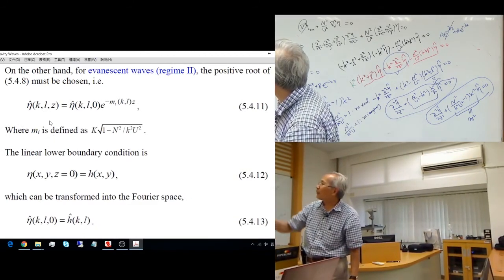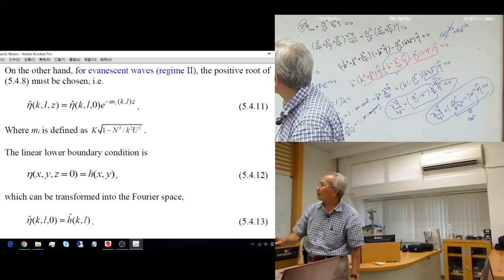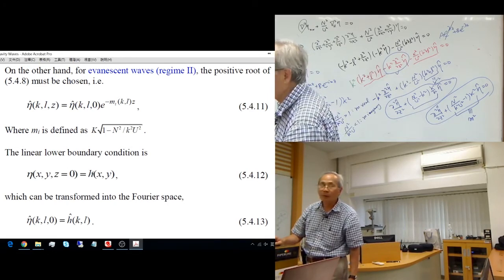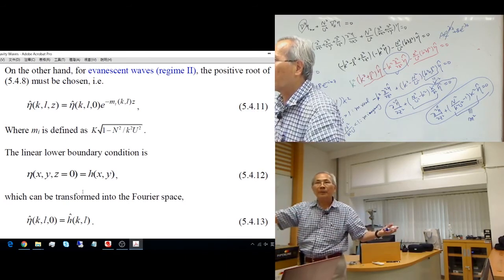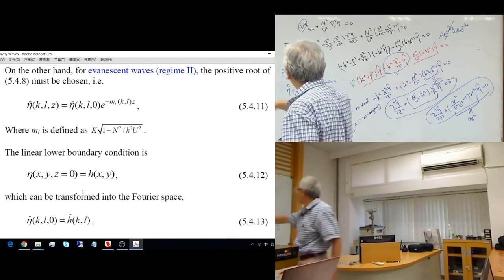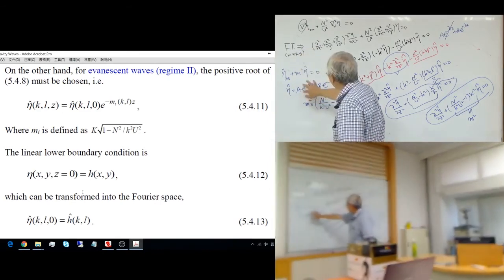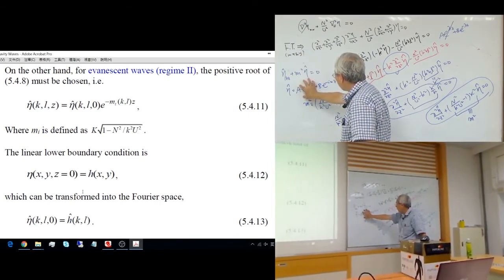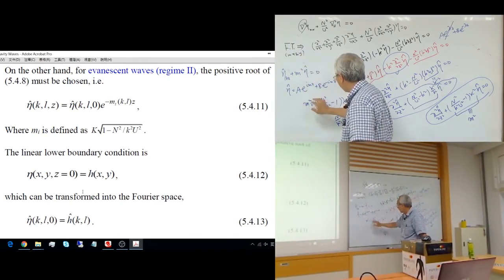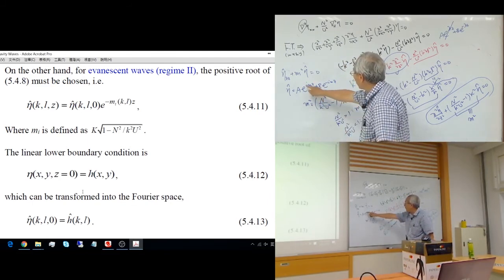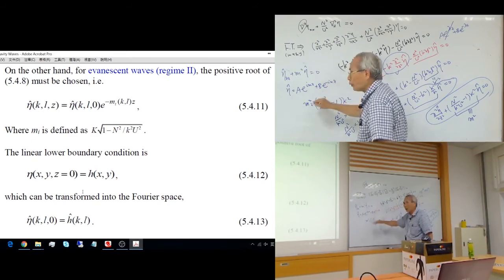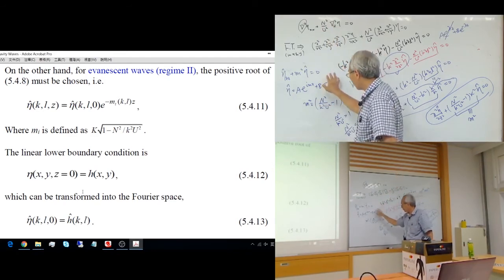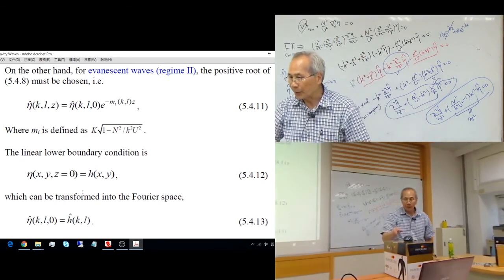So then you apply the lower boundary condition at z equals 0, and you make the Fourier transform of the lower boundary condition, and then you solve the problem because you apply the upper boundary condition. If this is real, then you pick up this one and delete this one. If it's imaginary, this becomes negative and this positive, and the positive one is amplified with height. So we delete this one, and then we can have solutions.